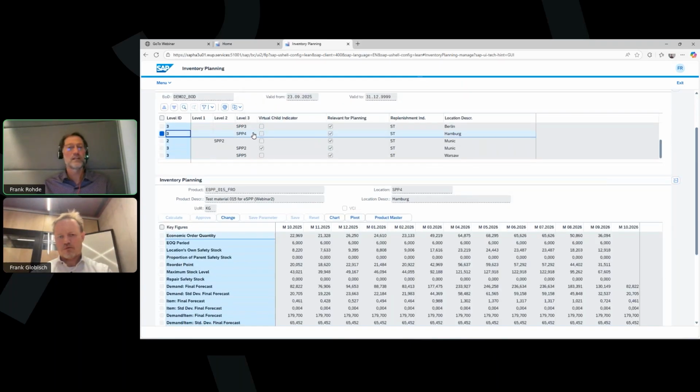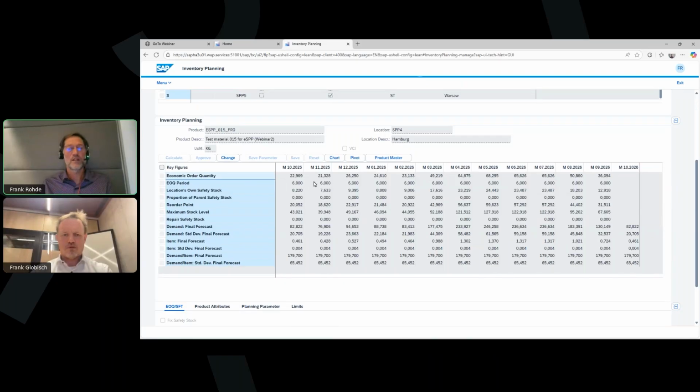And if we double click, let's say, location SPP4, which is a customer facing location on level 3, we see what the system calculated based on single echelon for each of the months. So we have the economic order quantity, and here we have a location's own safety stock of 8.22. And we see further key figures. Probably important is the demand and the standard deviation as well. Of course there are more, but they are not really important at the moment for this scenario.